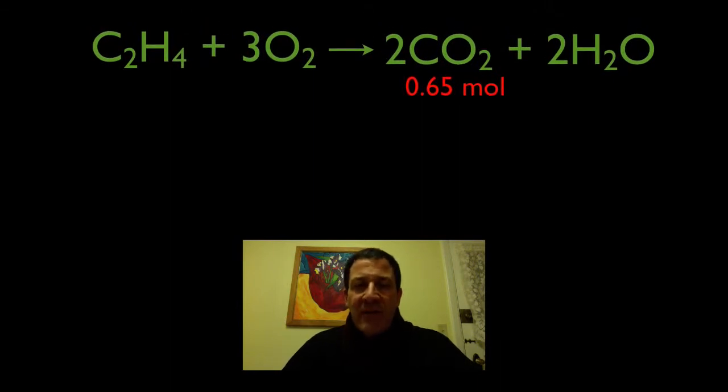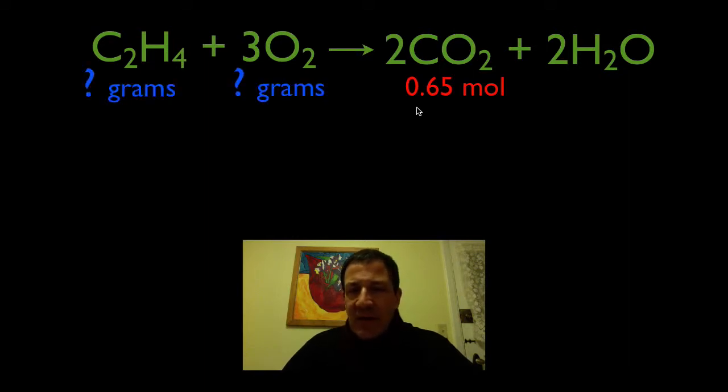Okay, you can see we have a combustion of ethylene, C2H4, and we've been given that we want to produce 0.65 moles of CO2, and we want to figure out how many grams. So how many grams of ethylene and oxygen are we going to need, and how many grams of water are we also going to produce?